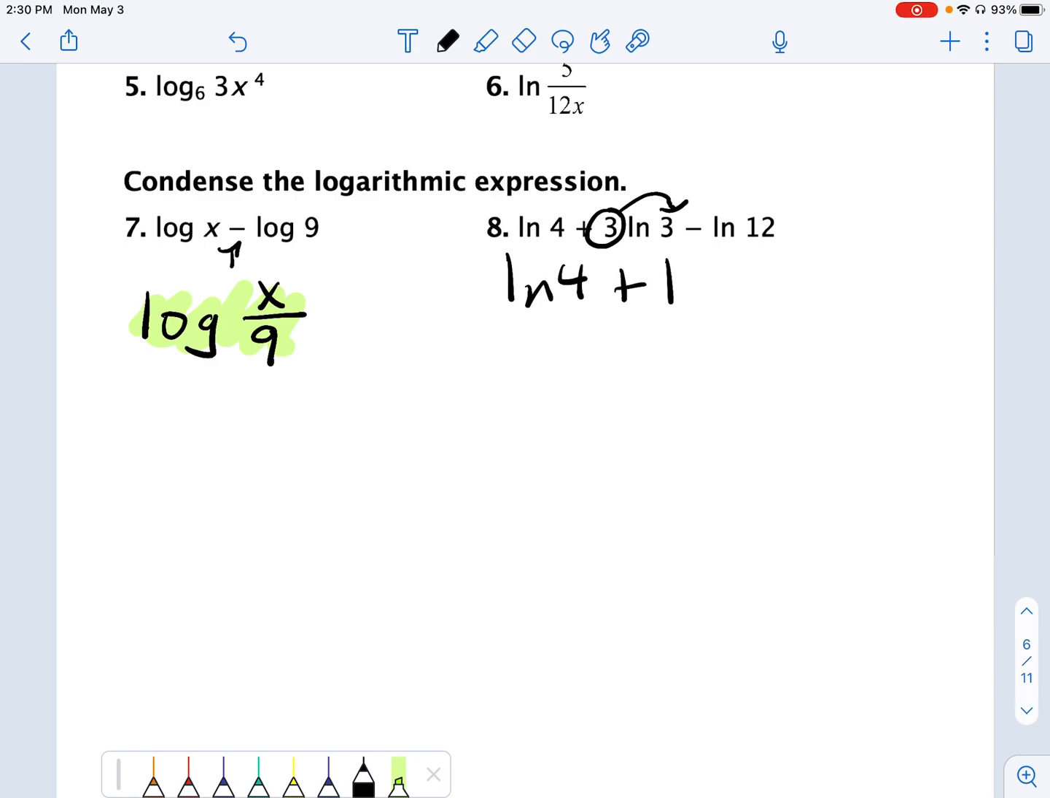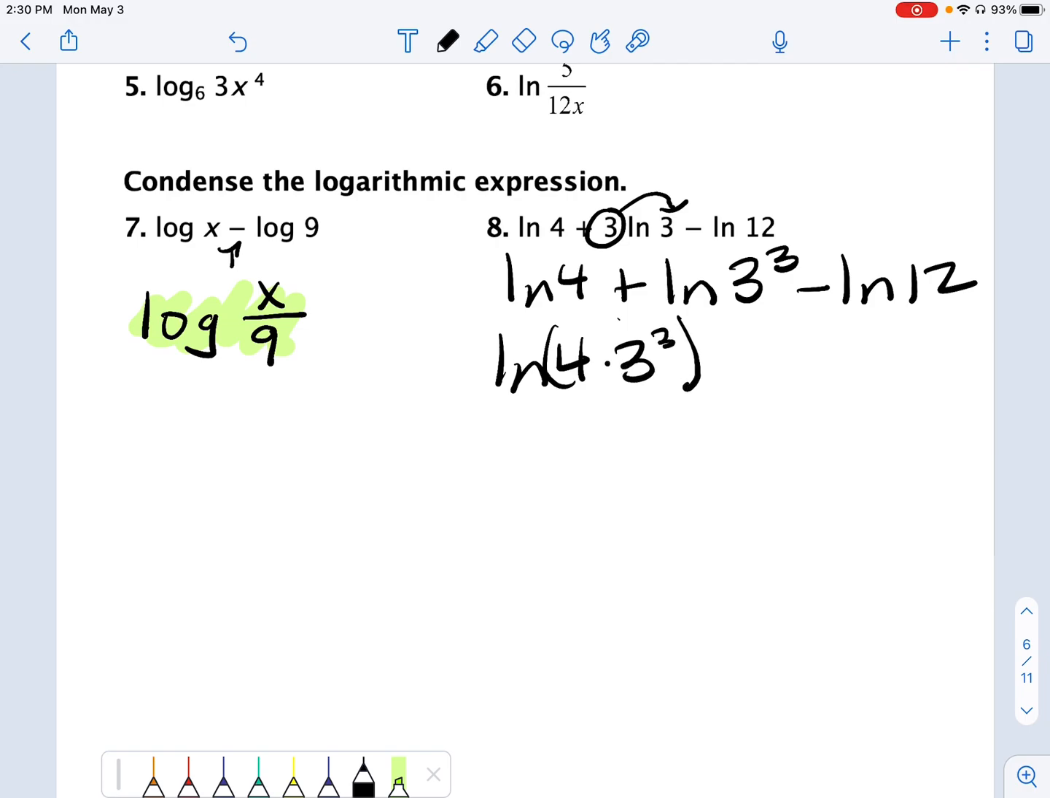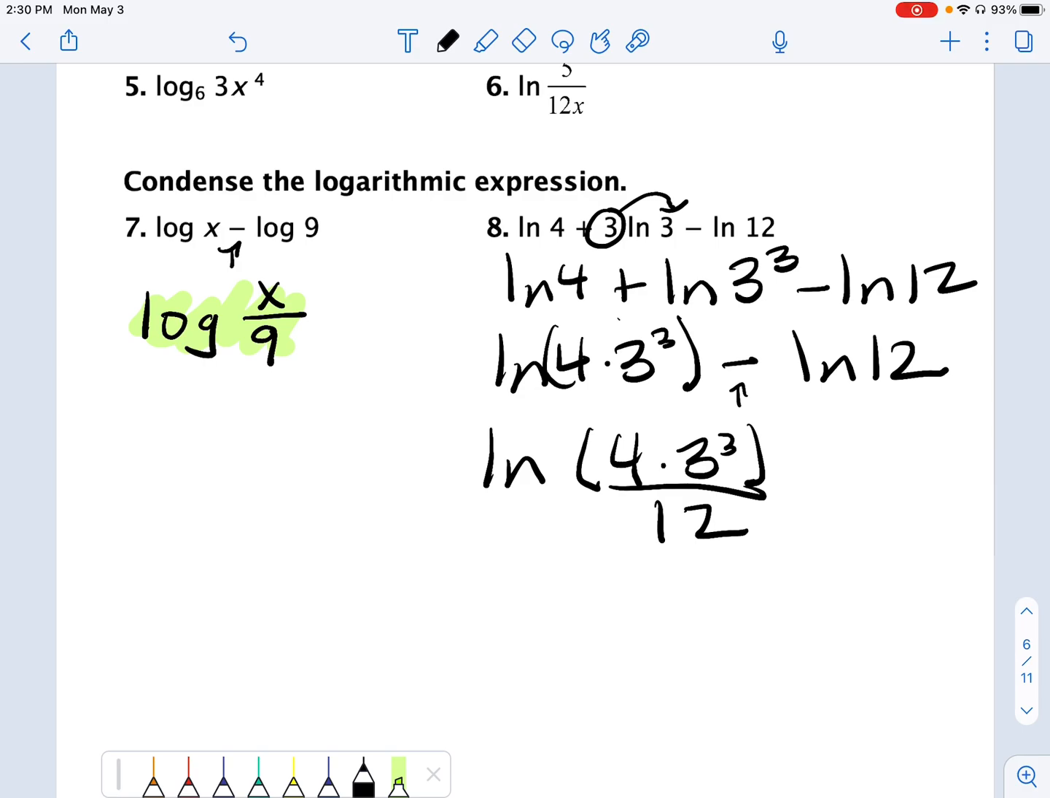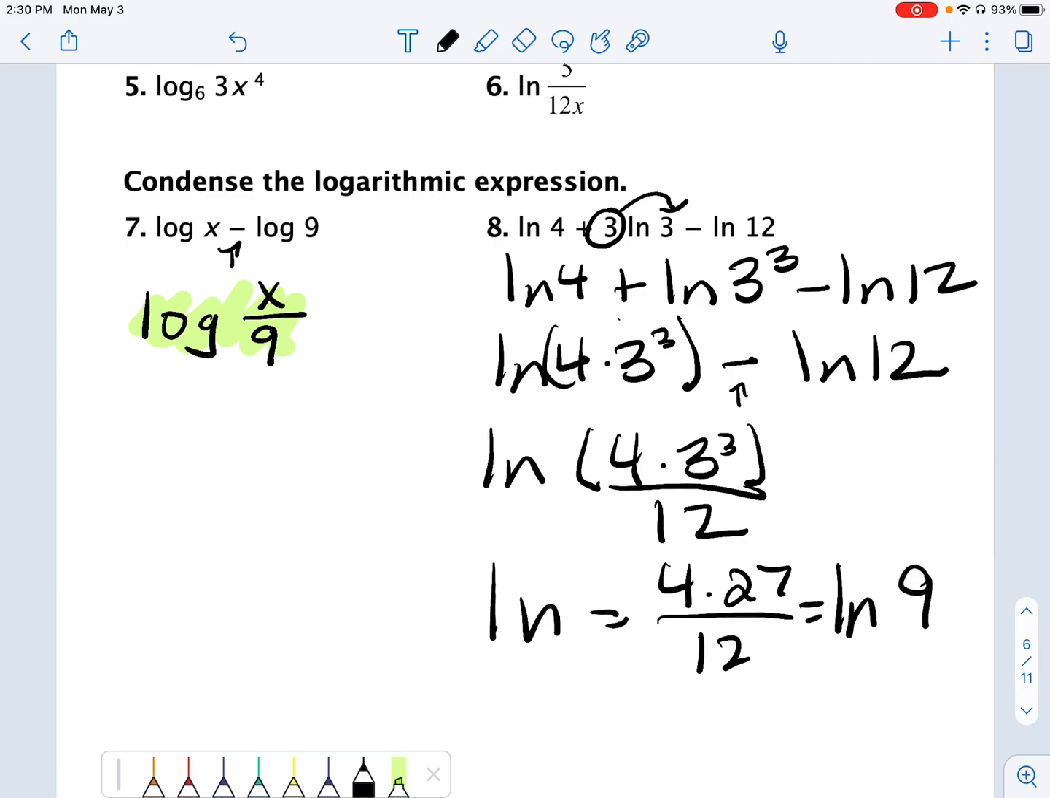Natural log of 4 plus natural log of 3 to the third power minus natural log of 12. Now, this addition, natural log of 4 times 3 to the third power, right, minus natural log of 12. Now, the subtraction sign becomes division. So, natural log of 4 times 3 to the third power divided by 12. All right, stick that in your calculator. You will see it's going to be 4 times 27, all divided by 12. And the final answer is going to be the natural log of 9.